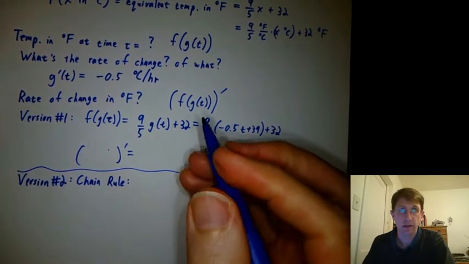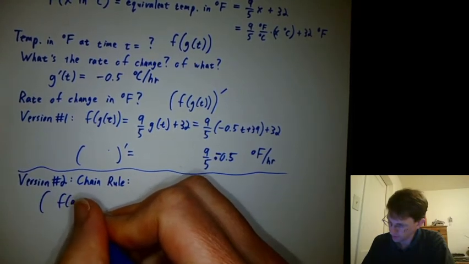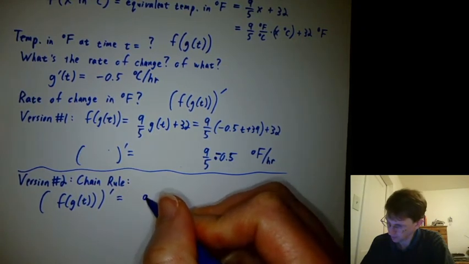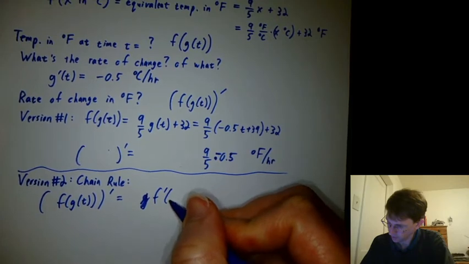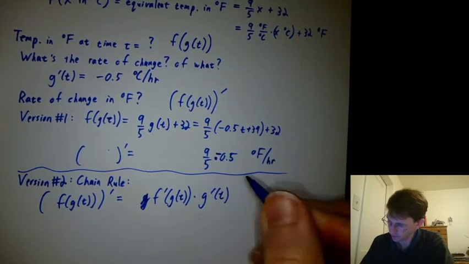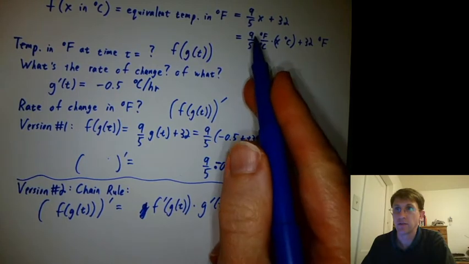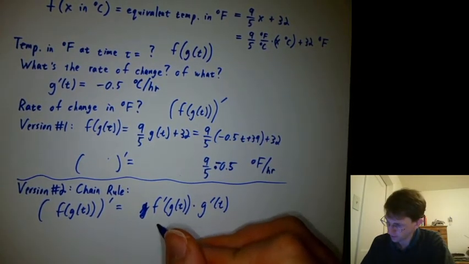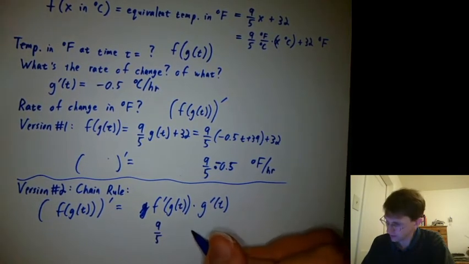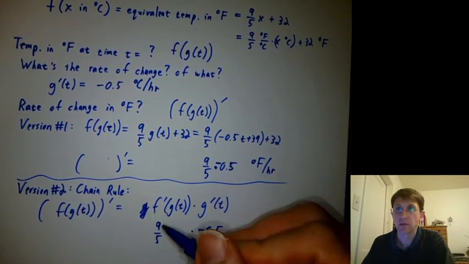So how are we going to do that? That would be f of g of t, prime would be, say it with me now, f prime at g of t times g prime of t. What is f prime? That's the derivative of 9/5 x plus 32. That would be just 9/5. And then what is g prime of t? We said it's negative 0.5. So we got the same thing both times.